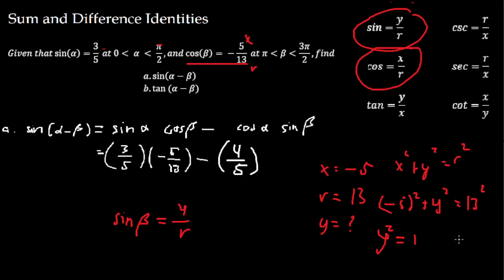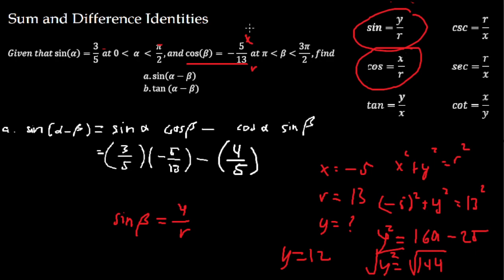Sulat na nga natin 13 squared. What is 13 squared? It's 169 minus 25. Now, 169 minus 25 is equal to 144. Y squared is equal to 144. And square root both sides to get the y, and our y is equal to 12.